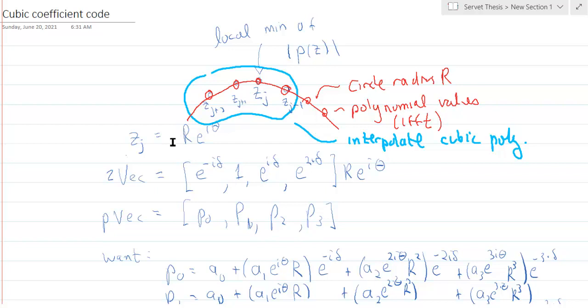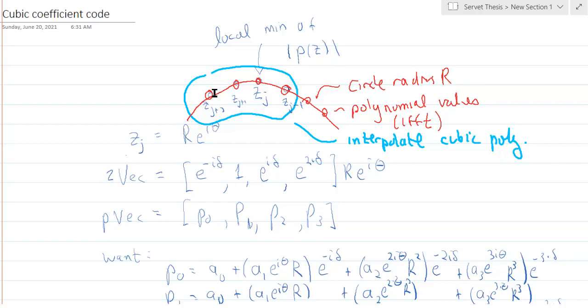Right. So let me write Zj as r e to the i theta j. Now what I'm going to want to do is take the neighboring points and take the polynomial values at these neighboring points and use that to find the coefficients of a cubic polynomial. So I'm going to interpolate a cubic polynomial through the values of the polynomial at these 4 points. Notice Zj is the point where the minimum occurs. I take 1 point to the right and 2 points to the left.